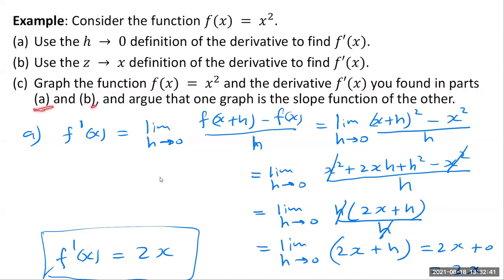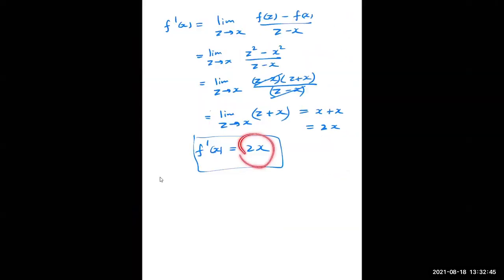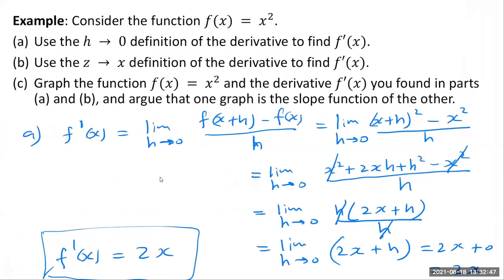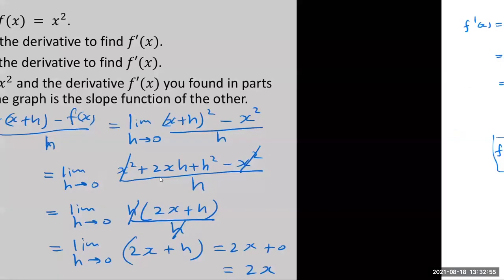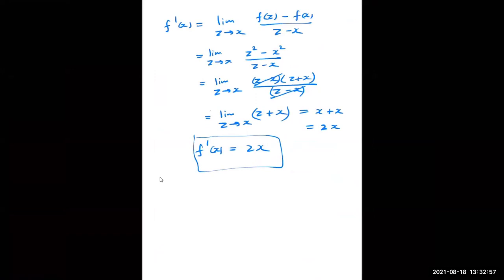Of course, from parts A and B, both we found the same derivative. We are asked to graph both f of x and f prime of x and argue that one graph is the slope function of the other graph. Let's quickly graph those two functions. It is the graph of f of x.